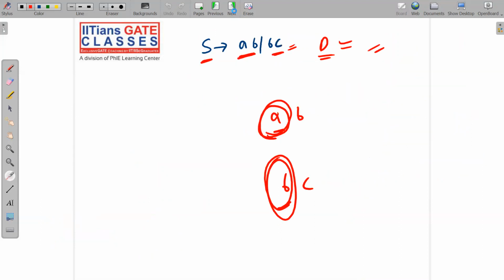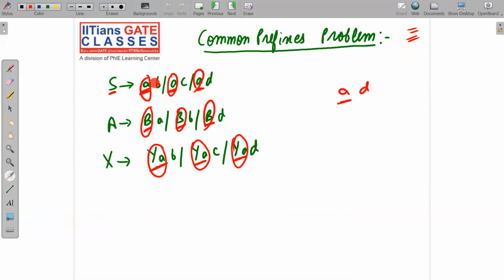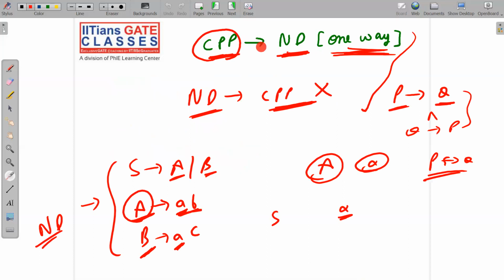And what does the common prefixes problem mean? It means like this: A, all these are same; B, all these are same; YA, all these are same. This is the common prefixes problem. As the name suggests, the prefixes are common. So the common prefixes problem is non-determinism, this is perfectly correct, but non-determinism is the common prefixes problem, this is wrong. I have already told you a counter example for it.